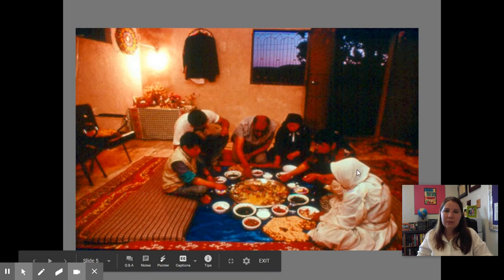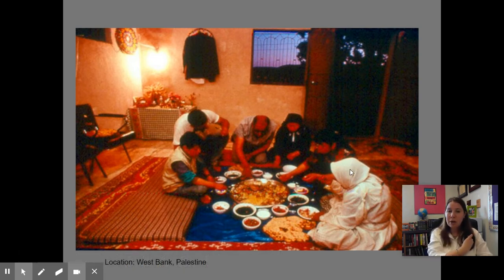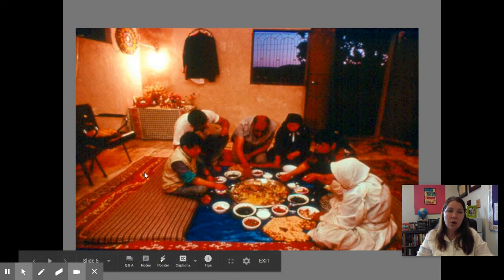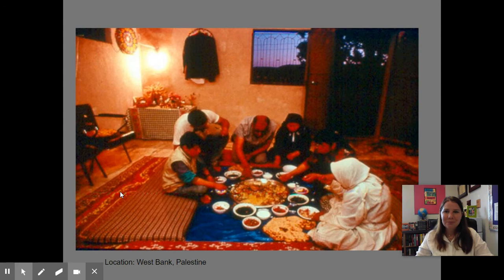You can tell that this is probably a young lady or a woman because she's wearing the hijab, the headscarf. And you might even notice that they are sitting on a woven rug, and that rug also has geometric shapes and patterns.